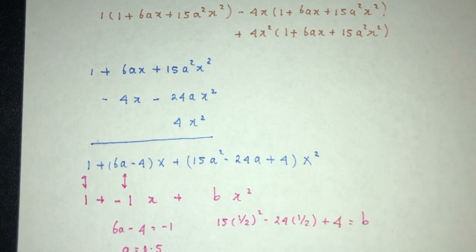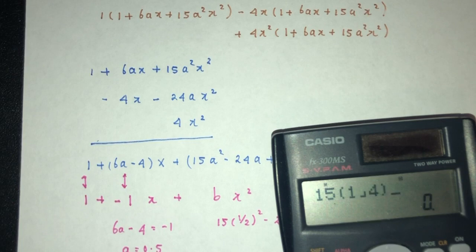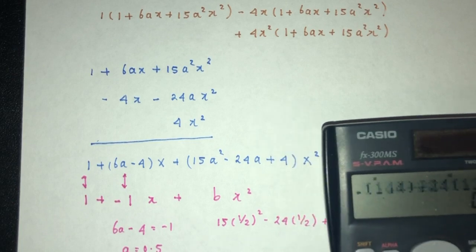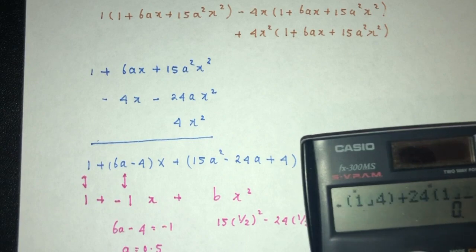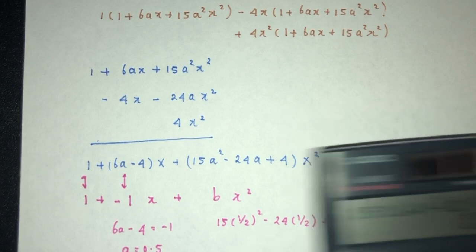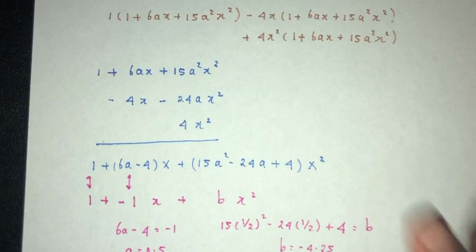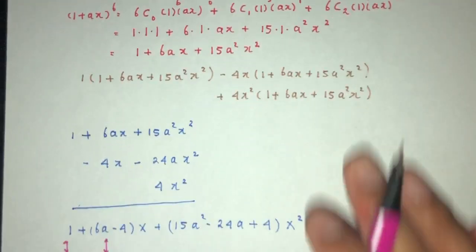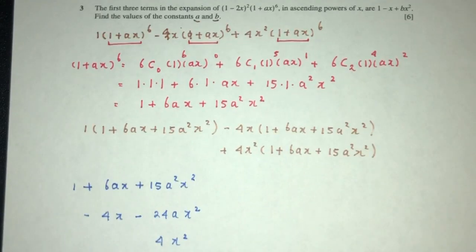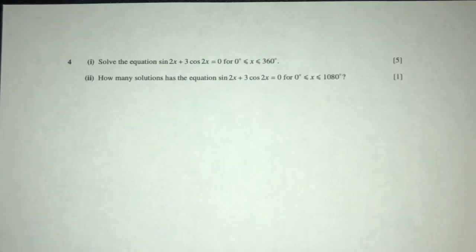It should be 15 times 1 over 4 minus 24 times 1 over 2, so it's minus actually. Okay, mistake. So 15 times 1 over 4 minus 12 plus 4. So b has to be minus 4.25. So a is this, b will be this. And that is your question, to find the values of a and b using the given information. As you can see, it is not tough, it is just lengthy, and step by step you can solve this pretty easily. Let's move on to the next question.